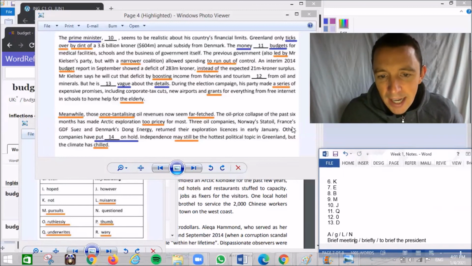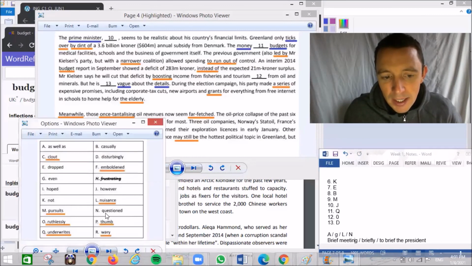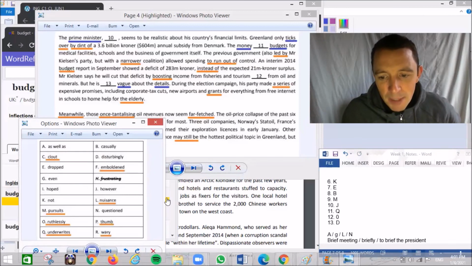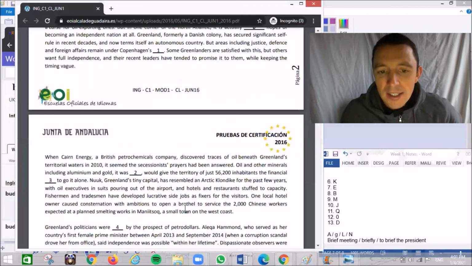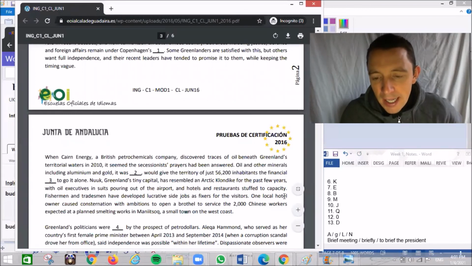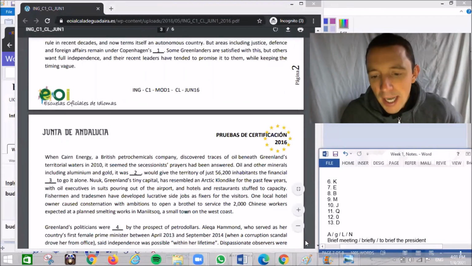So just the sentence again, the full sentence: 3 oil companies, Norway's Statoil, France's GDF Suez, and Denmark's Dong Energy returned their exploration licenses in early January. Other companies have put something on hold. Independence may still be. Have put as well as on hold. No, I've put even on hold. Maybe G. L. No, and N. Okay, so don't worry for the moment. I'll put the answers in the text if you want later.